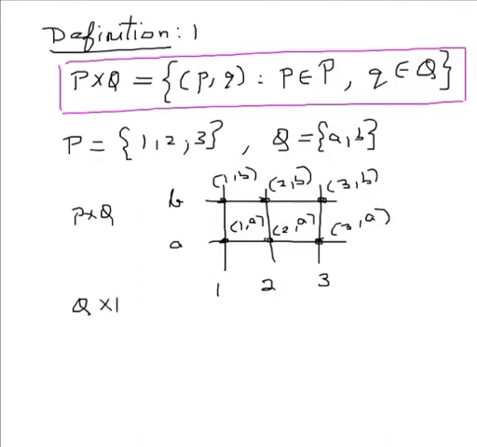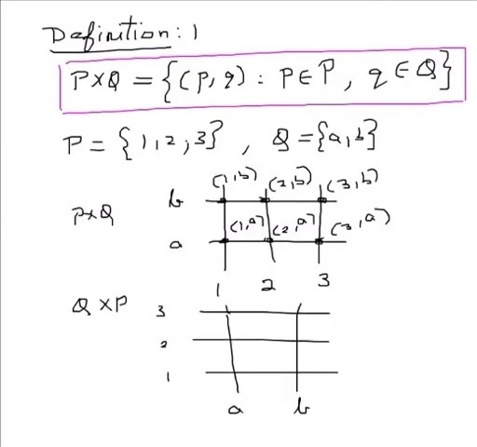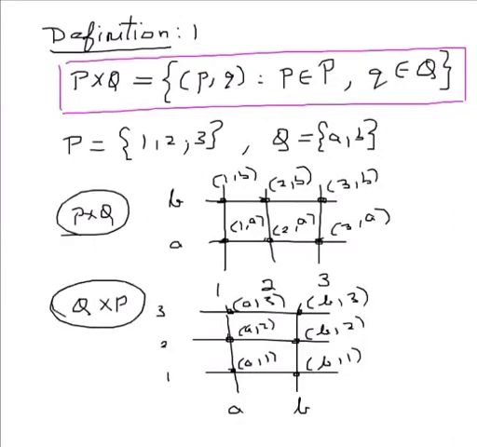If you have to write Q cross P, we take A, B along the horizontal axis and 1, 2, 3 along the vertical axis. Therefore, these are the elements of Q cross P: A comma 1, A comma 2, A comma 3, B comma 1, B comma 2 and B comma 3. So the number of elements of P cross Q and Q cross P will be the same, but the elements are not the same unless the sets are equal.